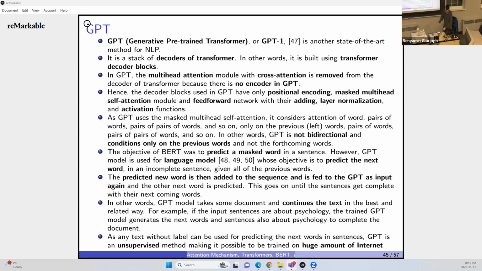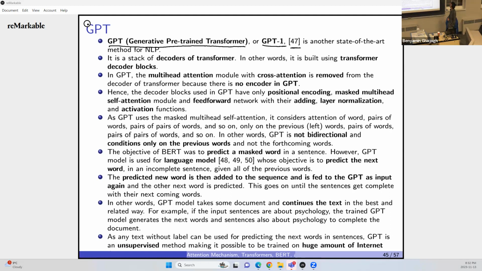GPT is short for generative pre-trained transformer. The first GPT was GPT-1, reference 47. It's another state-of-the-art method for NLP. It was proposed by OpenAI. Initially, it was open. Now it has become closed.